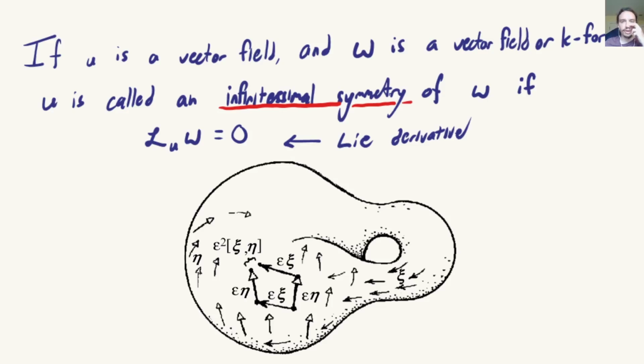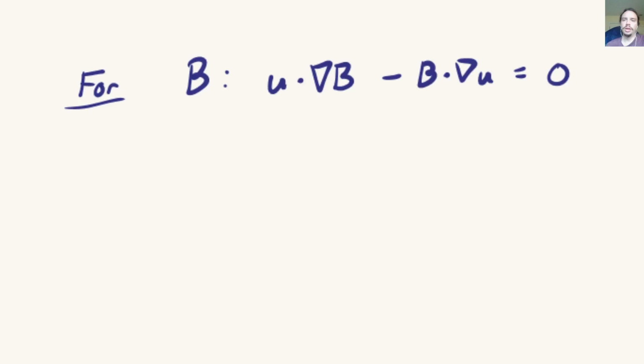The Lie derivative is a pretty fancy concept, but the basic idea is u is a vector field which has a flow. It generates a flow, directions you should move in, and we just want to know if omega is changing as you move along the flow. If it's not, then u is called an infinitesimal symmetry of omega. So let's see what happens when we study infinitesimal symmetries of our magnetic field.